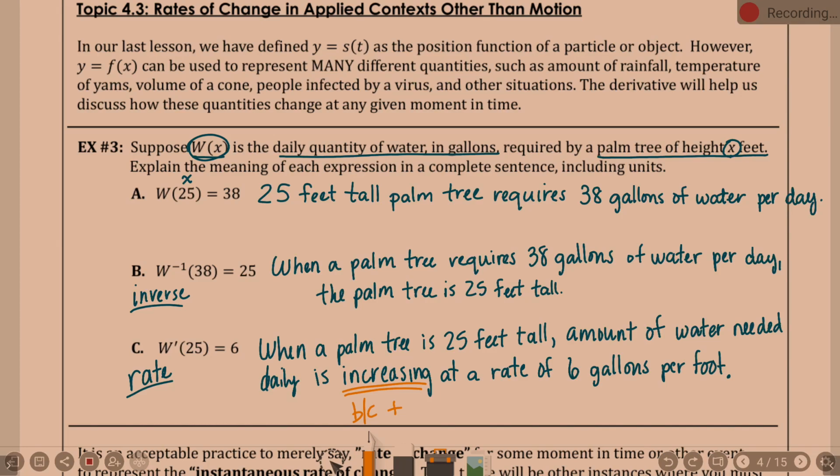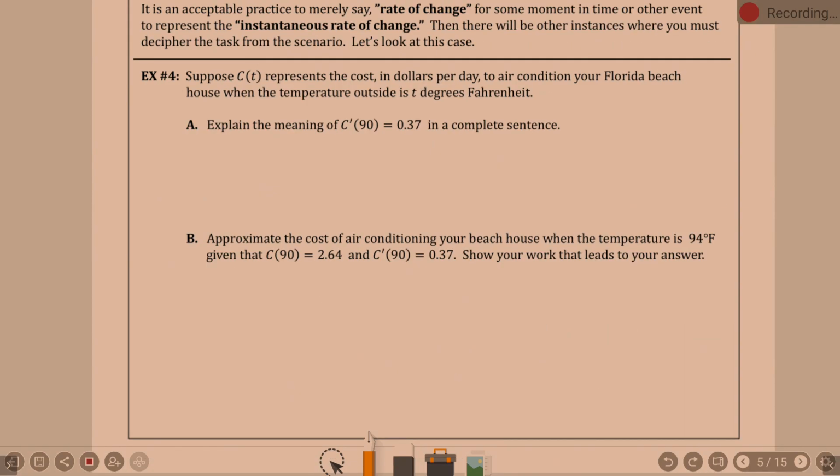So yeah, one of the things I know you'll have to do in homework is go through and give explanations. It is acceptable practice to merely say rate of change for some moment in time or other event to represent the instantaneous rate of change, or IROC. Then there will be other instances where you must decipher the task from the scenario. Let's look at this case.